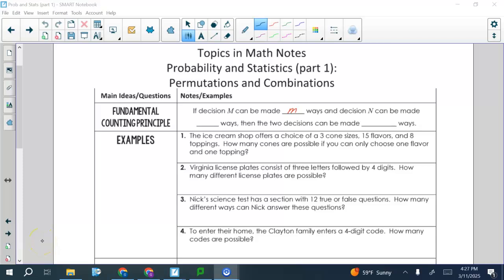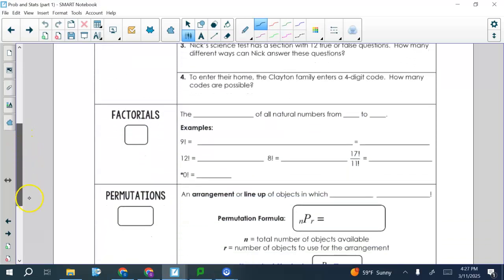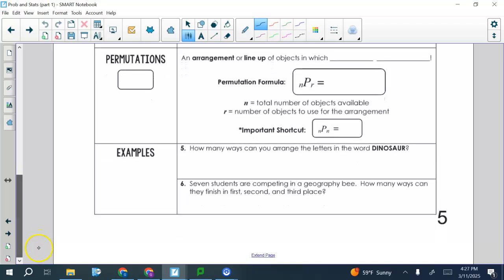All right, topics in math: permutations and combinations. So yesterday, looking at page 5 here, we talked about permutations and how we could take in things, taking r at a time in nPr. That would be n factorial over (n minus r) factorial.